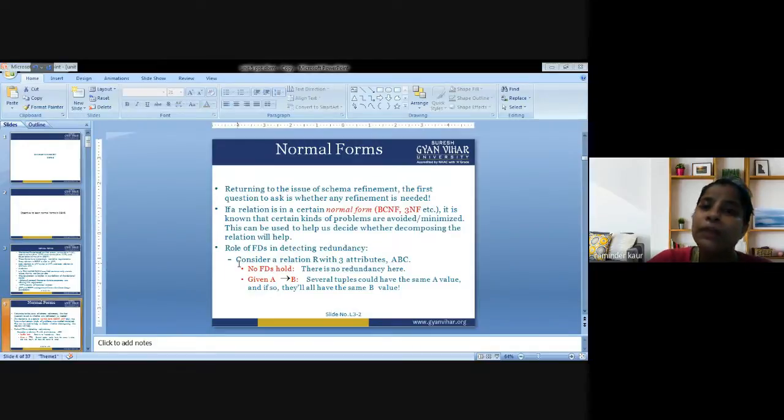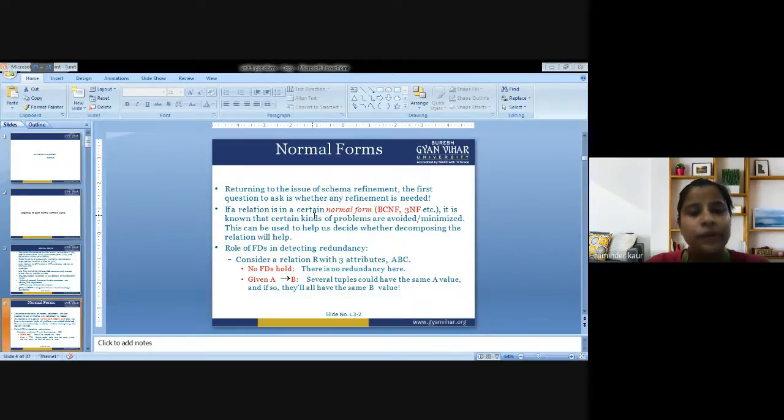So coming to the main question, what is normal form? Returning to the issue of schema refinement. Schema refinement means I am supposed to refine the structure of the database. So the first question to ask is whether any refinement is actually needed or not.